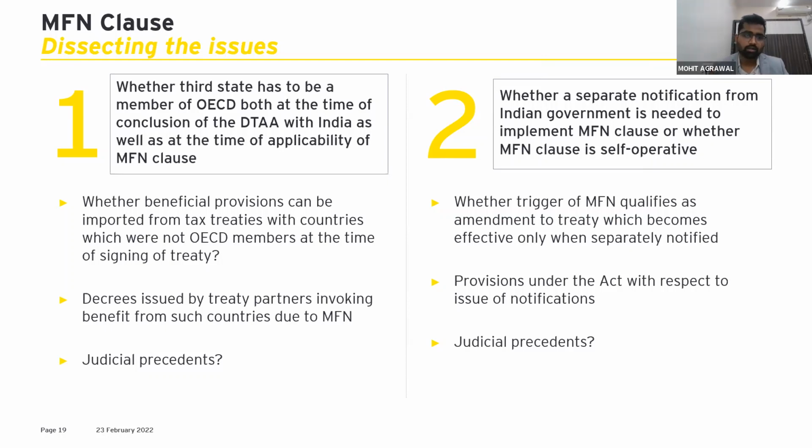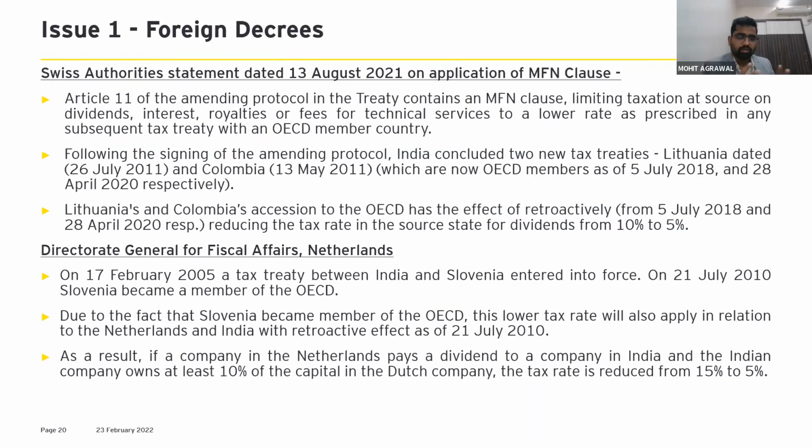Another fact that has really aggravated this controversy is the kind of decrees that have been issued by the foreign tax authorities. And that has really aggravated the issue with respect to whether an MFN benefit can be invoked from a country which was not an OECD member. If you move to the next slide, we'll see that there have been various decrees that have been issued, and how the overseas authorities have interpreted their thought process on the application of the MFN clause.